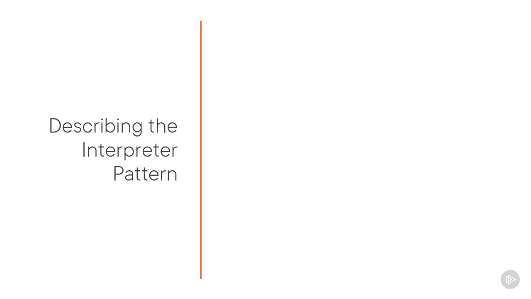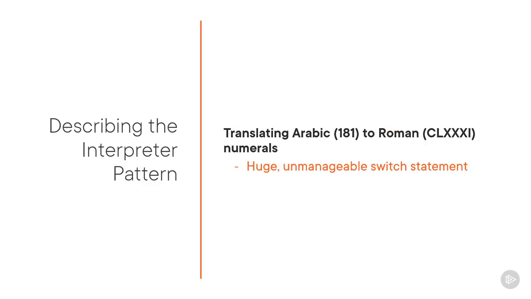Imagine the use case in which we want to translate Arabic numerals to Roman numerals. Say that we've got the number 181. How would we go about that? If we stick to the hundreds as a maximum, there's 999 possible outcomes, or 1000 if we include 0. Imagine the switch statement we'd have to write. That's completely unmanageable. Enter the interpreter pattern.